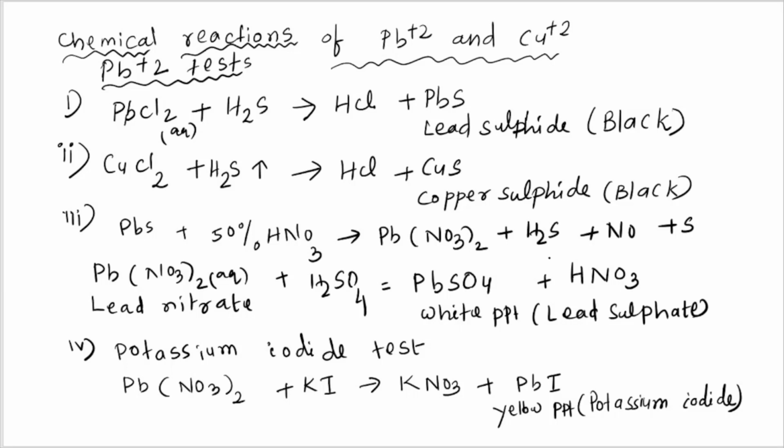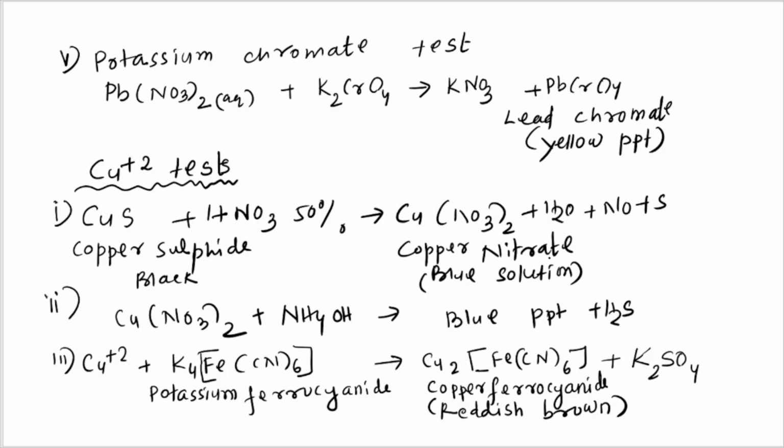Then what are the test reactions? Pb +2, when you pass H2S, gives PbS as black color. CuCl2, when H2S is passed, gives CuS as black color. The compound names are lead sulfide and copper sulfide. PbS plus 50% nitric acid gives Pb(NO3)2, lead nitrate, which when treated with sulfuric acid gives PbSO4, as I told, and due to PbSO4 the precipitate occurs. Then potassium iodide, as I told before, gives PbI2, which is yellow. Similarly, potassium chromate gives lead chromate, a yellow precipitate.